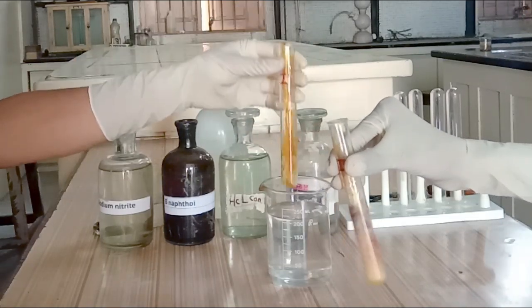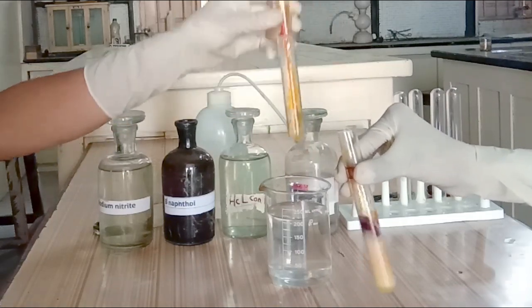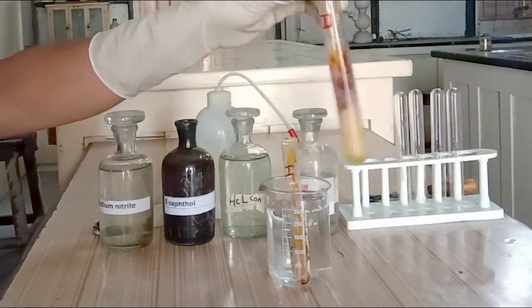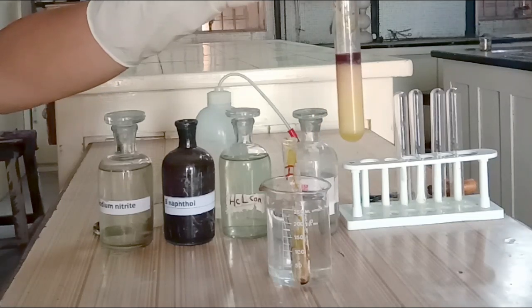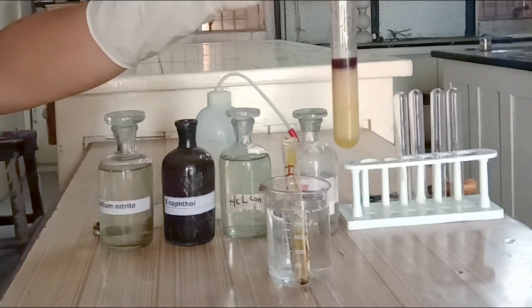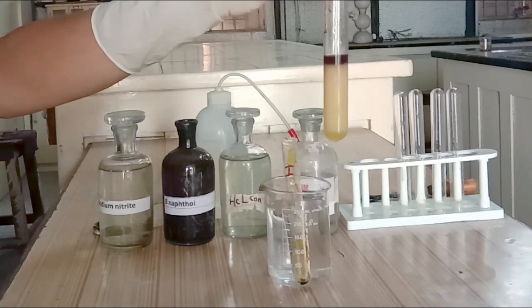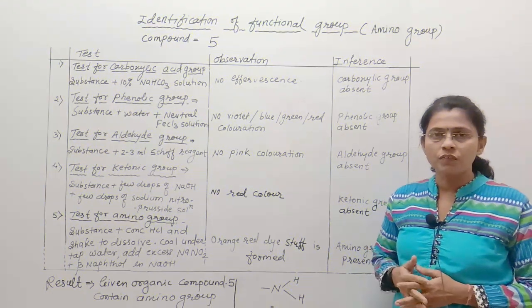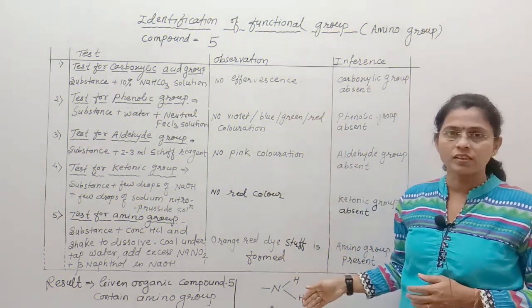Okay. See here carefully. Notice the change from test tube. In this second test tube, we obtain orange red dye stuff. It proves that the given organic compound contains amino group. After completion of experiment, complete your observation table and result.